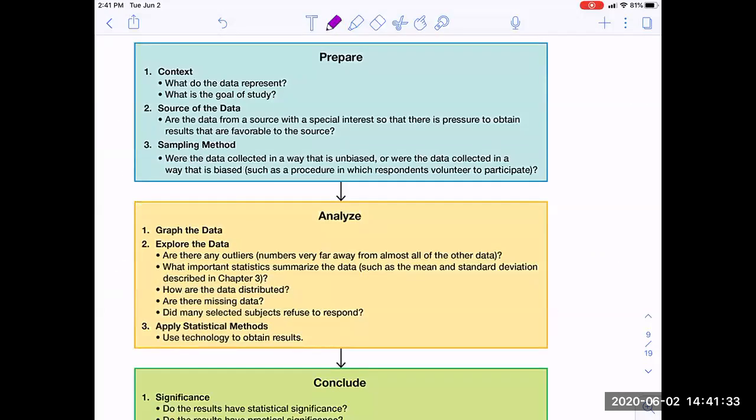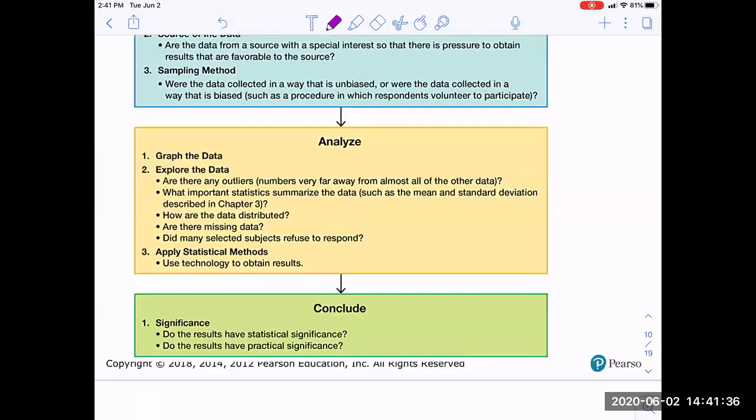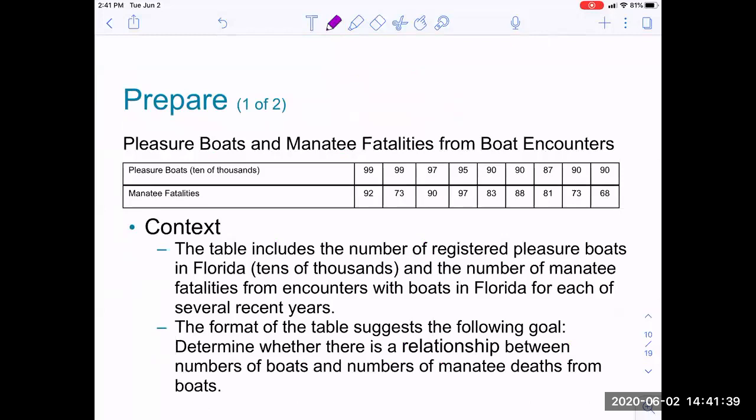So let's just look at an example that goes through all of these. Here we've got pleasure boats and manatees, sea lions. If you look at the table, you can see we've got all these boats and all these fatalities of manatee. And it's hard to look at the table the way it is, but we're trying to see, is there a relationship or a correlation between the number of pleasure boats and the manatee fatalities? Because you can imagine the more pleasure boats, the more that are running over the poor sea lions.